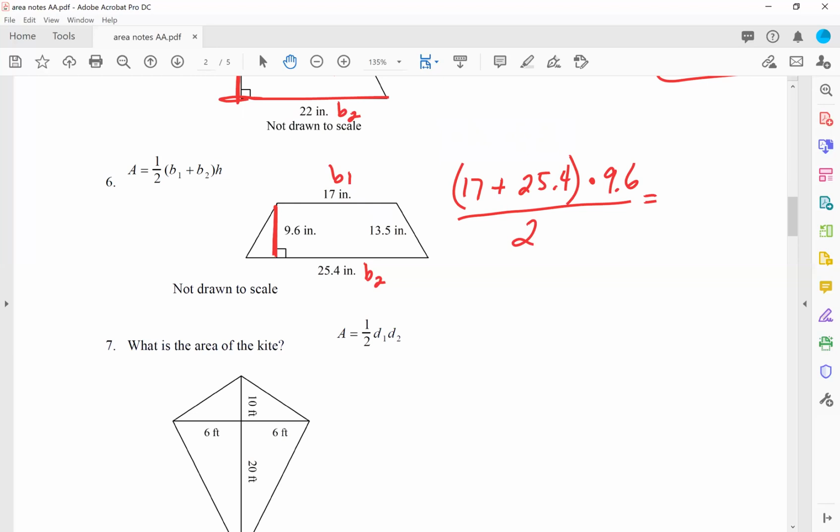So in the calculator, I do 17 plus 25.4, and then I press enter, and I get 42.4. And then I do times, and I'm going to do the height, 9.6, press enter, and then I do divide by 2 and press enter again. And I get 203.52. And now they're going to usually have us round to the nearest tenth. So look at that 2. It's not going to make the 5 go up. So it's just going to be 203.5. And it would be inches squared.